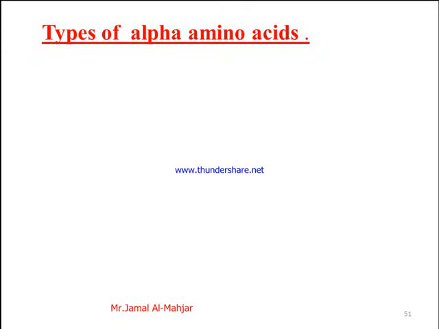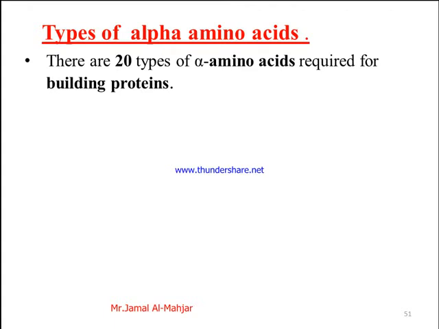Now, how many types of alpha amino acid did we study in chapter 5? Do you remember it? Yes. There are 20 types of alpha amino acid required for building proteins. They can be classified into two classes. What are they?